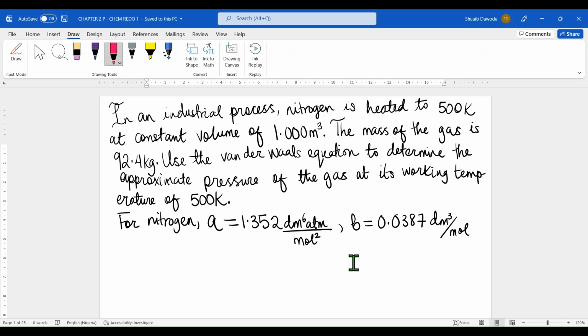Today we're going to be working on the question on the screen that says: in an industrial process, nitrogen is heated to 500 kelvins at constant volume of 1.000 meter cubed. The mass of the gas is 92.4 kilograms.